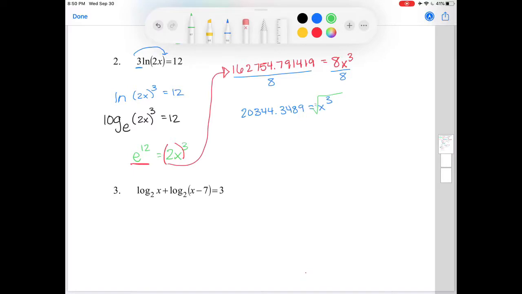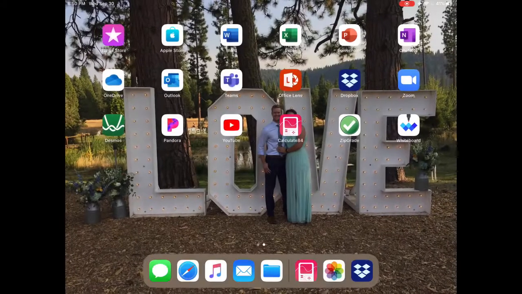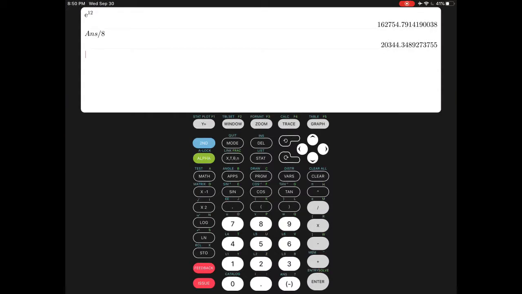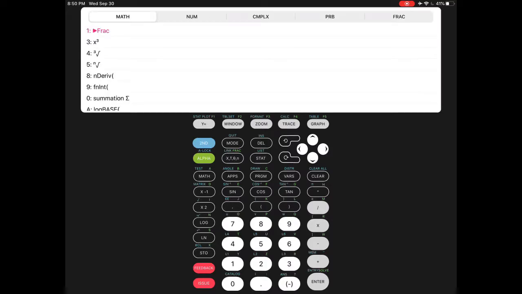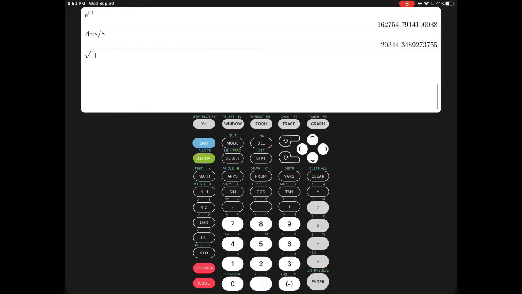And last but not least, I can take the cube root because I want to get x by itself. So I'm going to take the cube root of both sides. And when you do that in the calculator, you are actually going to go to the math function because cube root isn't an actual button. We only have a square root on the calculator. So we have to type it in nicely. On the app version, go to math. You're going to go down to the number 5. And then it will allow us to type in the exact root ourselves.